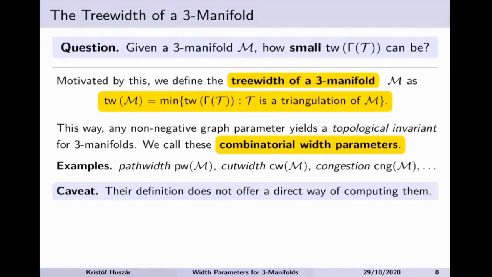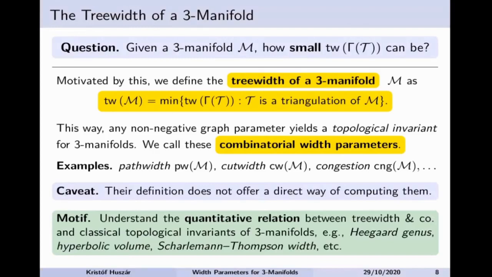But during this talk, I would like to focus on a different approach. What we were trying to do is understanding the quantitative relation between the treewidth and other combinatorial width parameters and classical topological invariants of three-manifolds like the Heegaard genus or the hyperbolic volume. So this was one of the main themes which we were pursuing during my PhD.